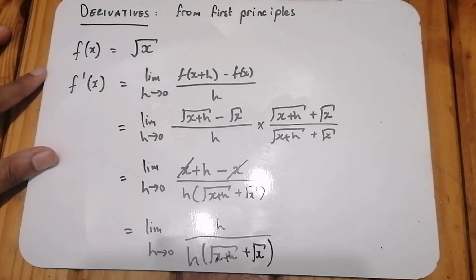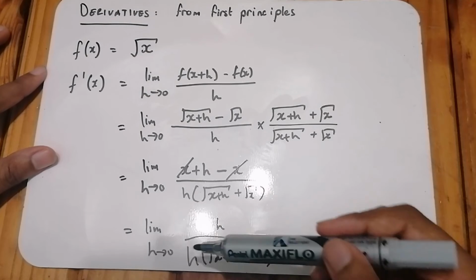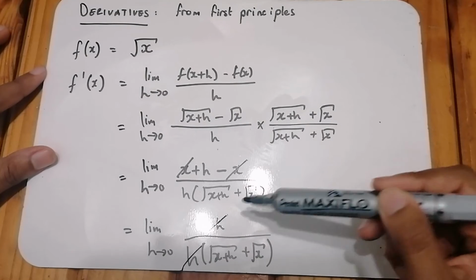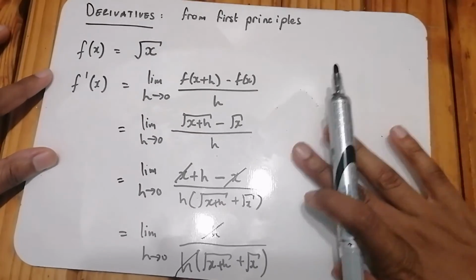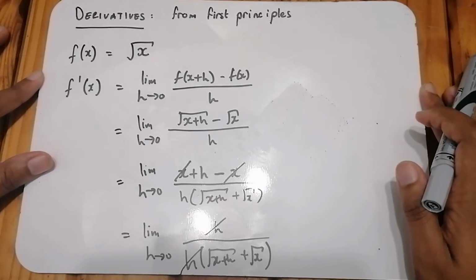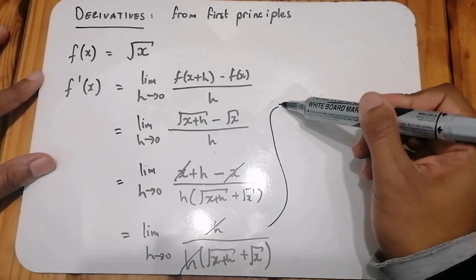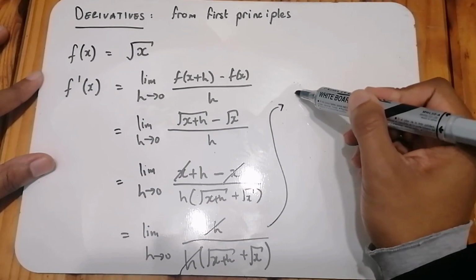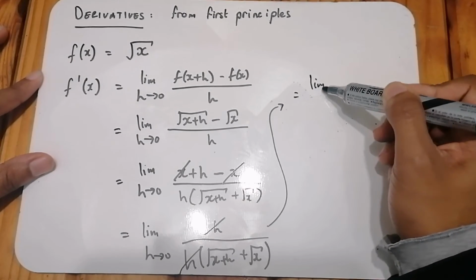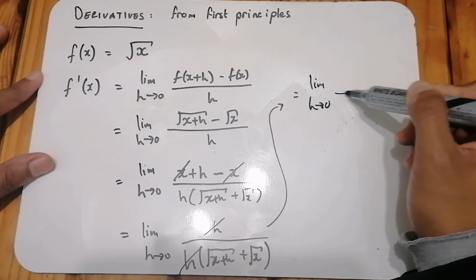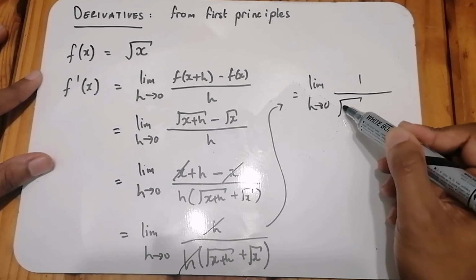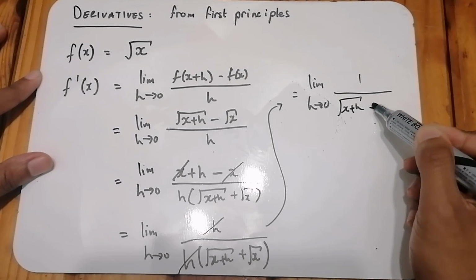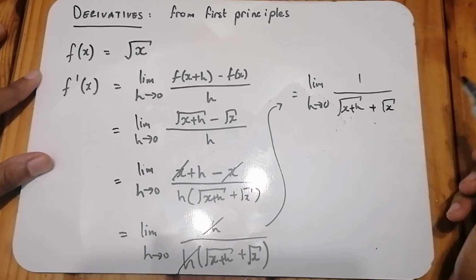So you can kind of picture what's happening here. The h's cancel out once again, and so let me just erase this here because I want to continue on top. So I have the limit as h approaches 0 of 1 on top divided by the square root of (x + h) plus the square root of x.